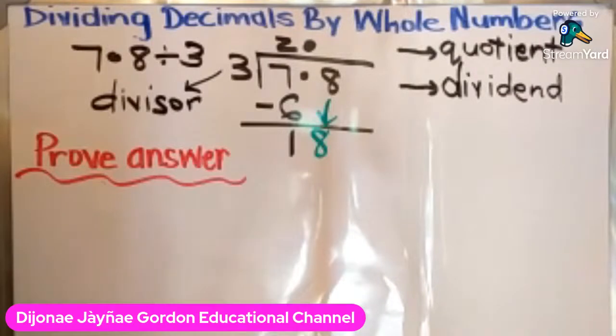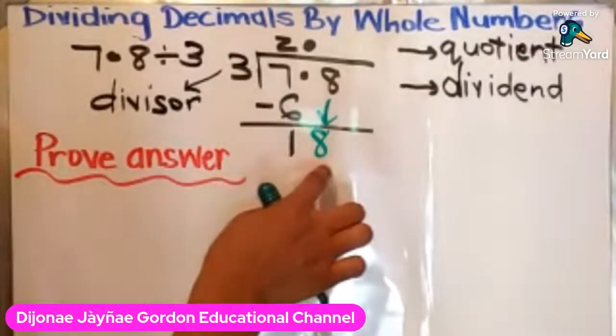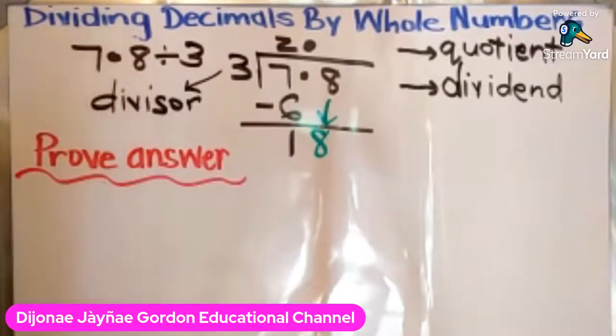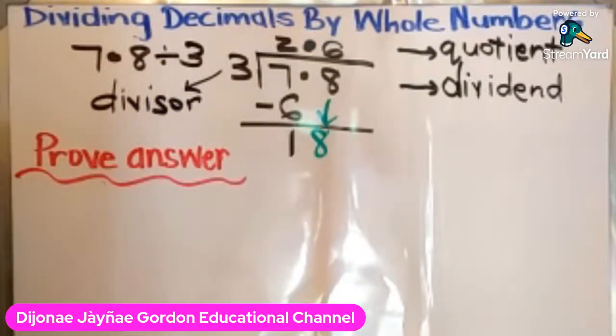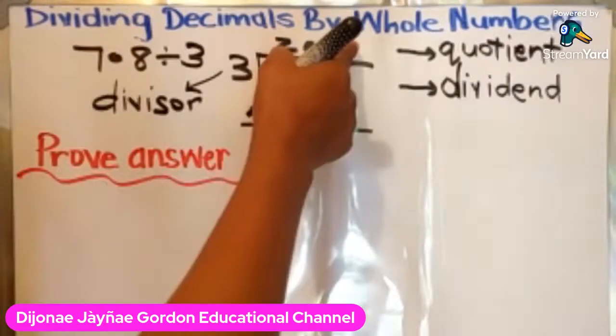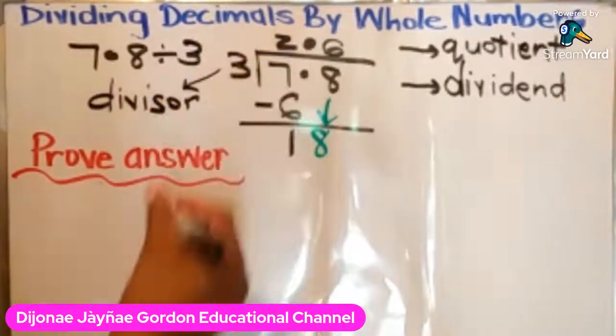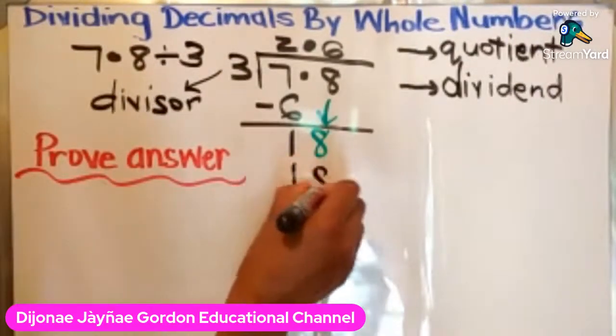The next thing I am going to do is to now say 18, because now it comes down. It is now 18, all right? So now you're going to ask yourself, how many groups of threes can you get from 18? You can only get 6 groups of threes. So the next step is to multiply. So 6 multiplied by 3 or 3 multiplied by 6. Of course, you will get the same answer, which is 18.